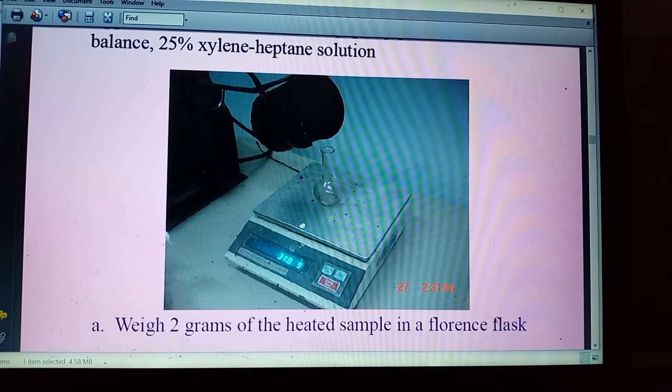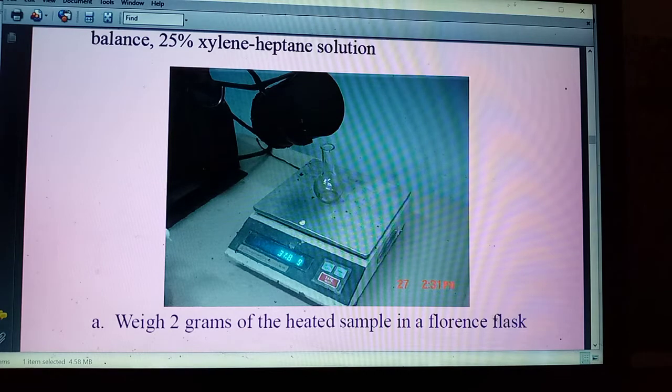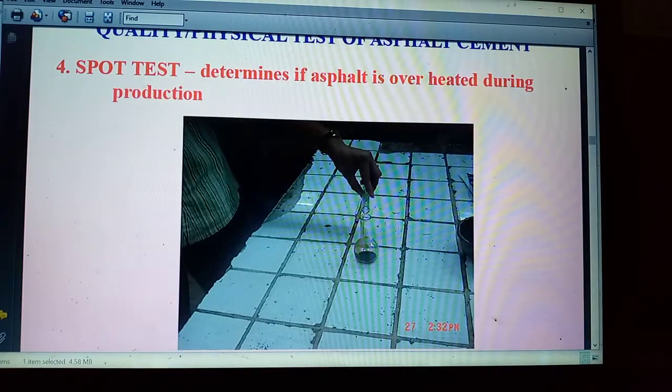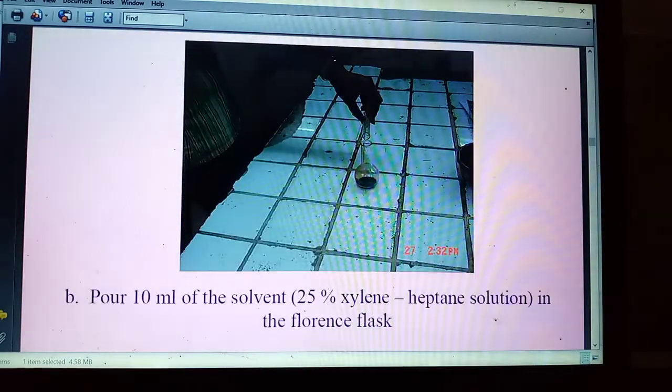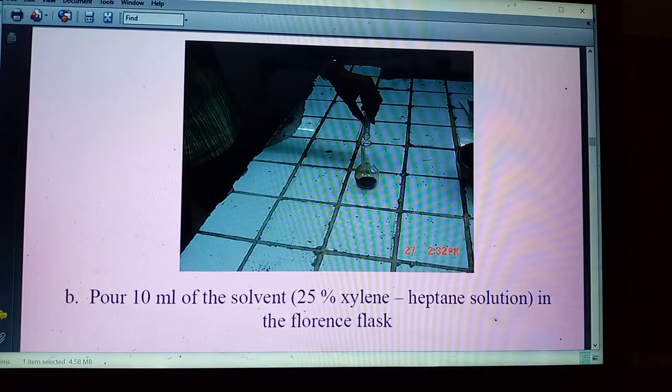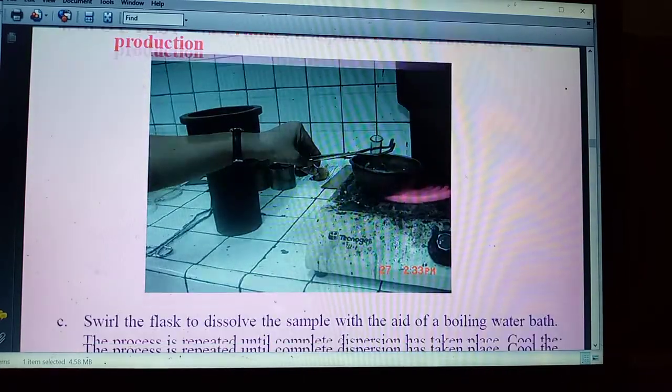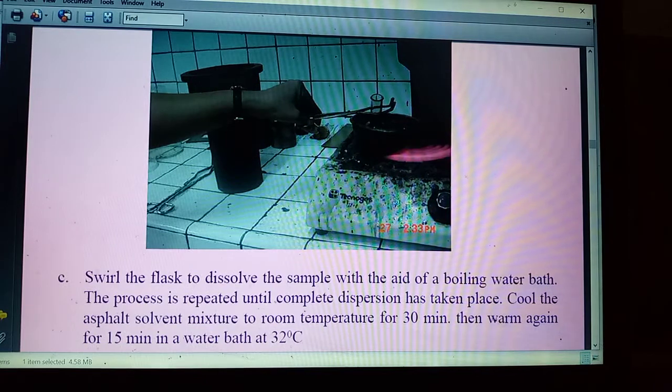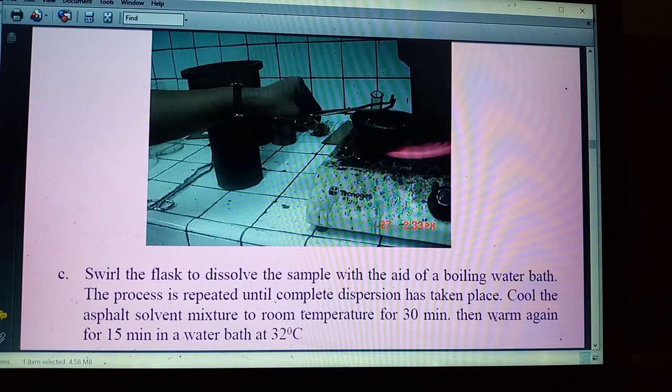Okay? So, if you remember your laboratory, okay, ito yung Florence flask. So, ibuhos mo dyan. Yan yung forma niya. And then, pour 10 ml of solvent. So, yung solvent mo is composed 25% of xylene heptane solution in the Florence flask. Okay? Then, swirl the flask to dissolve the sample with the aid of boiling bath.